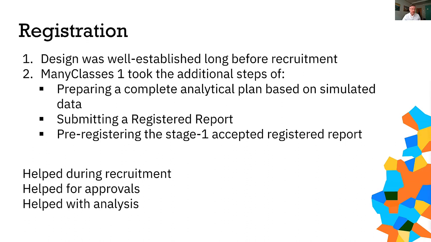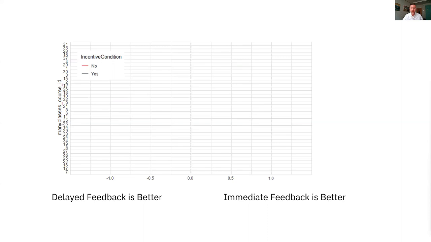So maybe I should tell you what the results were. First, I don't know if you've seen a forest plot before, but this is what the plot will look like. Imagine every row of this plot is a class. If the class falls on the right side, immediate feedback is better. If the class falls on the left side, delayed feedback is better. These are estimates at the class level. The dot is the median estimate, actually the modal estimate, I should have said that. And the line you see is the range, called the 95% highest density interval. It's basically our credible interval of where the effect actually lies 95% of the time.